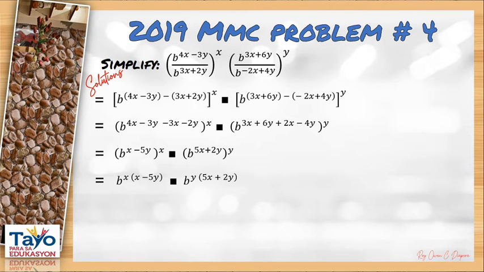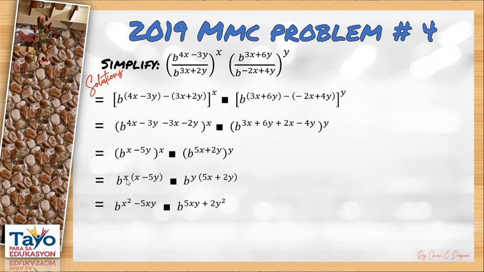To continue, since in this expression here, an exponent is being raised by another exponent, so we just simply multiply the exponents here. So x times x minus 5y, multiplied by, with this expression, you multiply the exponent, y multiplied by 5x plus 2y.